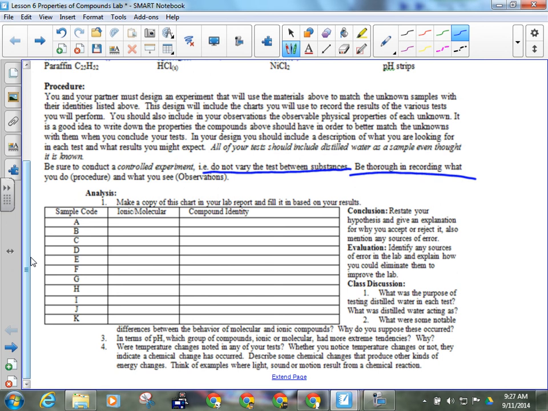Obviously, you're not going to be able to do the analysis, the conclusion, or the evaluation today or tomorrow. You're not going to be able to do them until at the very earliest Monday after class, because you won't have any data until Monday after class to analyze. So as far as you can get, really, is the procedure, in the next day and a half. Are there questions so far?